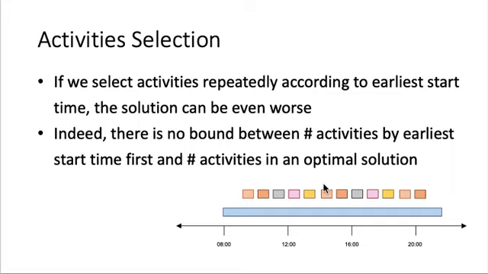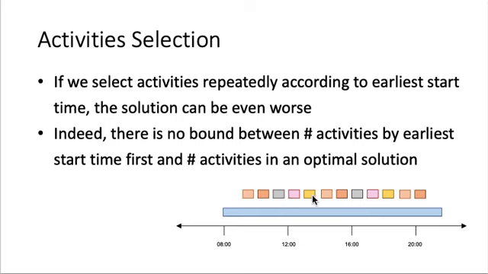Now, how about the second way, the second type of greedy choice? So here, suppose that we pick activities repeatedly according to the earliest start time. Now, in such a case, the solution can even be worse. So look at this following example.